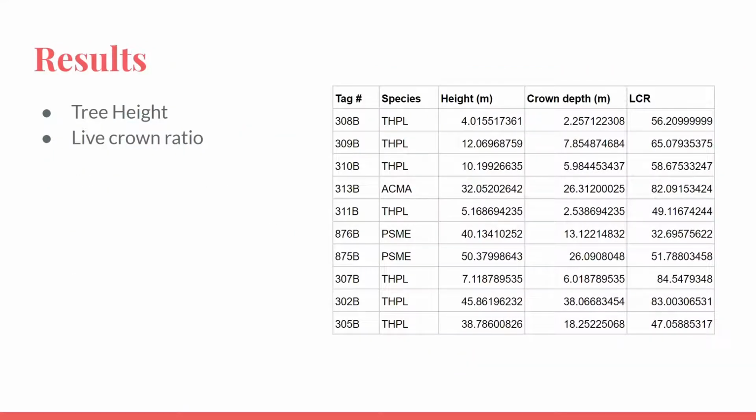Tree height. The largest tree in my plot was a Pseudotsuga menziesii at 50 meters tall, with the smallest being a Thuja plicata at 4 meters tall. I should also note that tags number 308, 309, and 310B are all part of one tree system with multiple different sproutlings coming off. This is also the case for 307 and 302B in a different area.